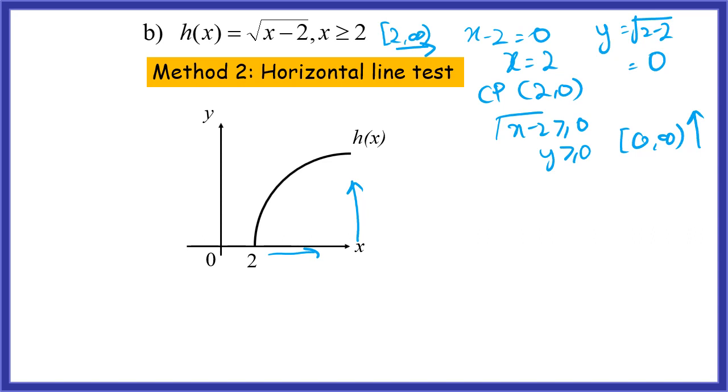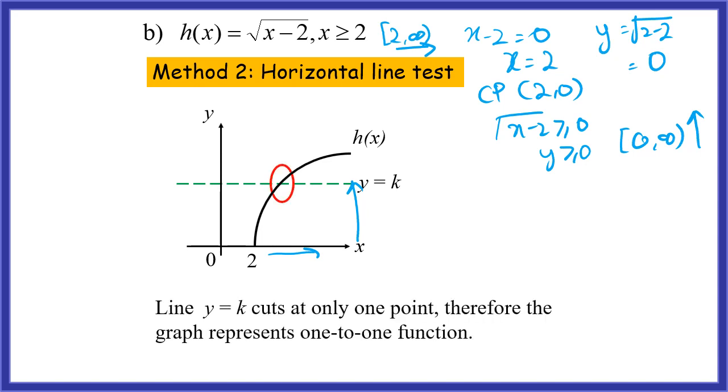Okay, so after we sketch the graph, we can use the horizontal line. So this is our horizontal line, and we move the line around. You can use your ruler and move it along the y-axis. So we can say that it only cuts at one point. So the line y equals k cuts at only one point. Therefore, the graph represents a one-to-one function.